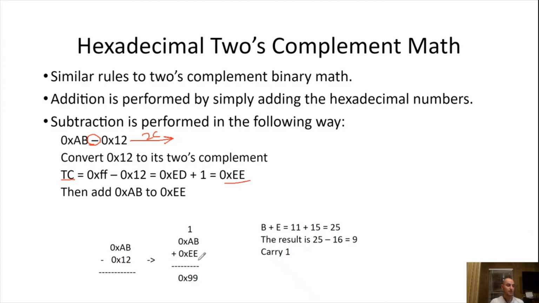AB plus EE. So we get 9 plus 1. So B is 11, E is 15. We got 25. And we said, how do we know what is the number here? We have to minus 16. So we get 9. And the carry is always 1 if we have two letters here. The same thing we do here. There's a carry, and we basically ignore the carry.